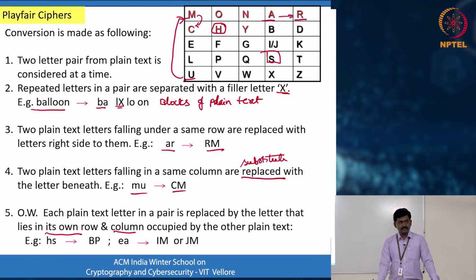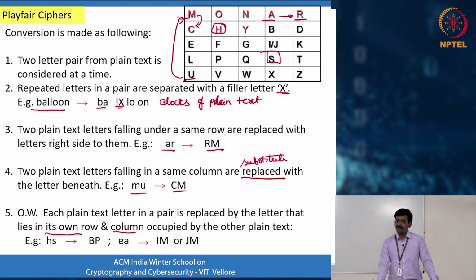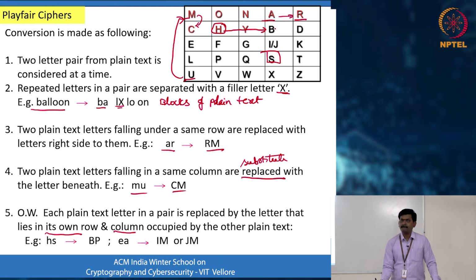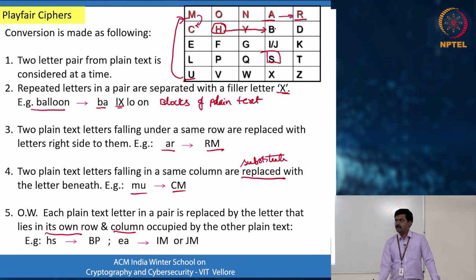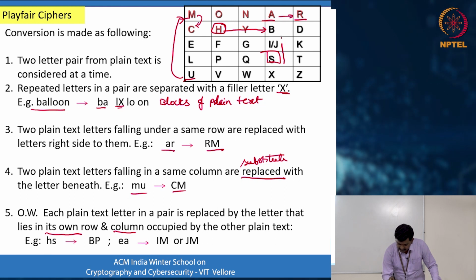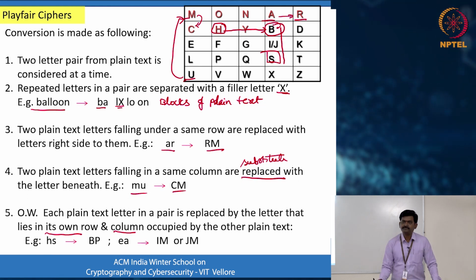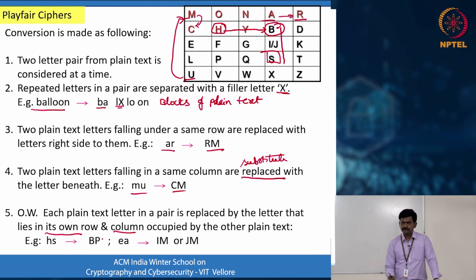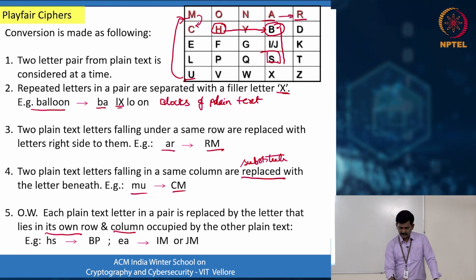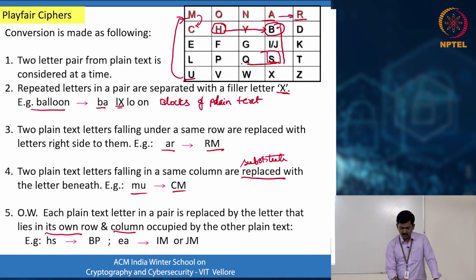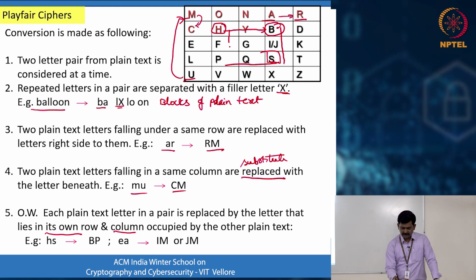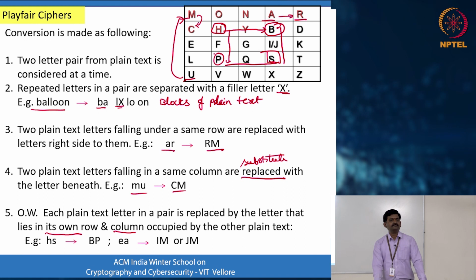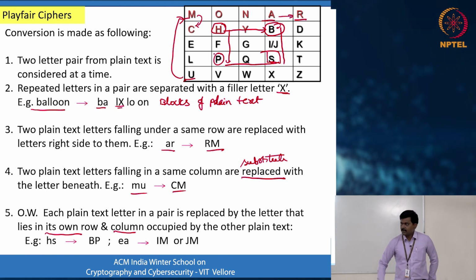So, I need to substitute these alphabets with the alphabet that lies in the same row. For H, what is that in the same row? That is B. And the same column of that other alphabet. So, that is this. Okay, B. And for S, the alphabet that is there in the same row and same column of that other alphabet, that is P. Okay. Are you able to follow?